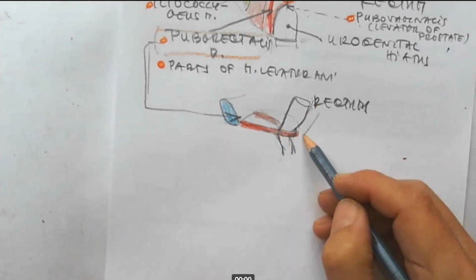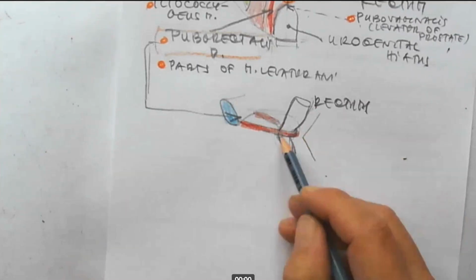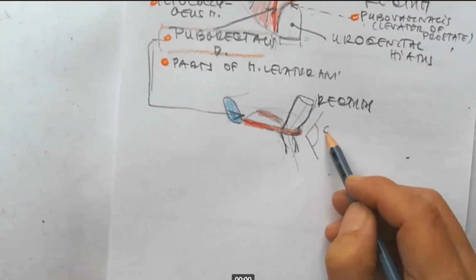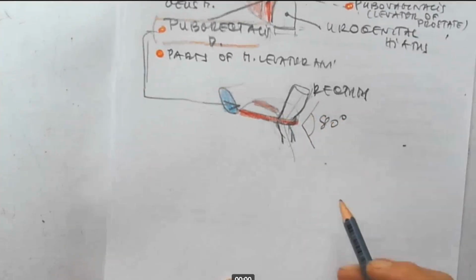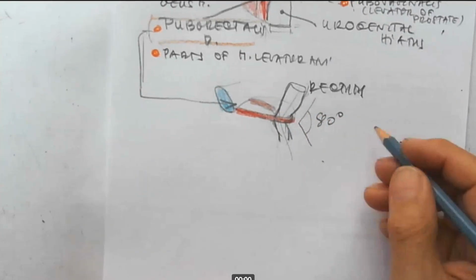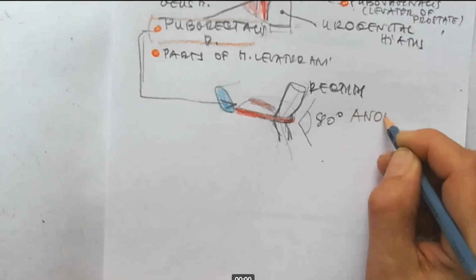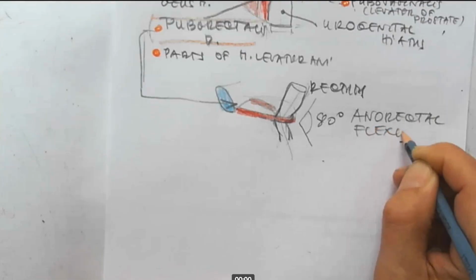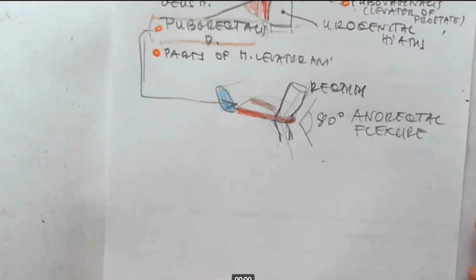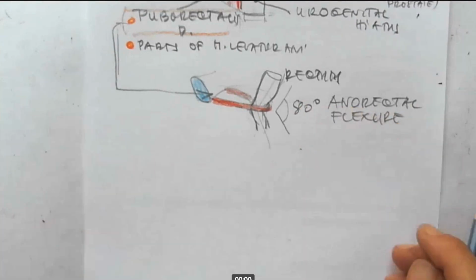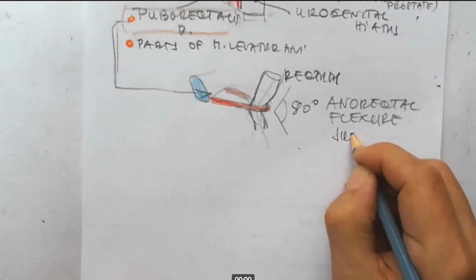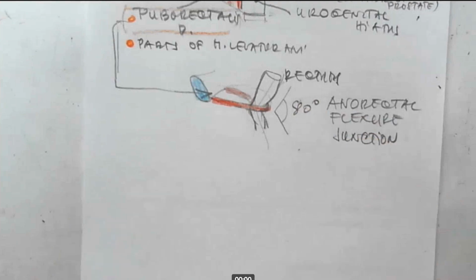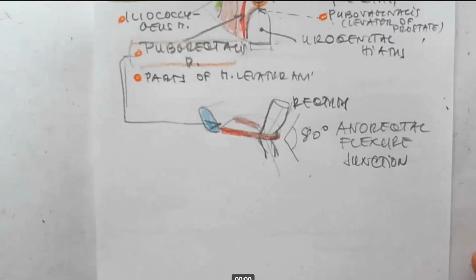The angle which passes through the axis is around 80 degrees. 80 degrees of the anorectal, we call it the anorectal flexure, flexura anorectalis, also the anorectal junction, which is in the normal situation around 80 degrees. What can happen?